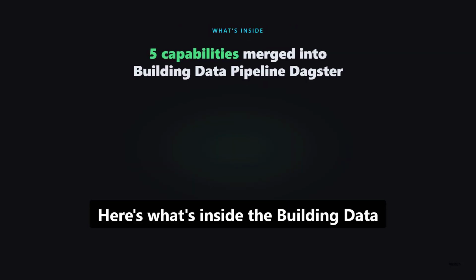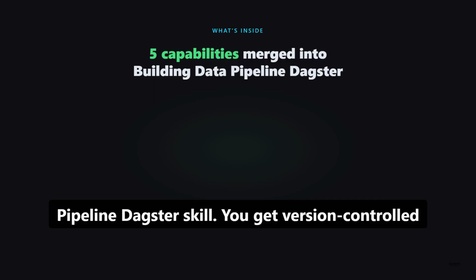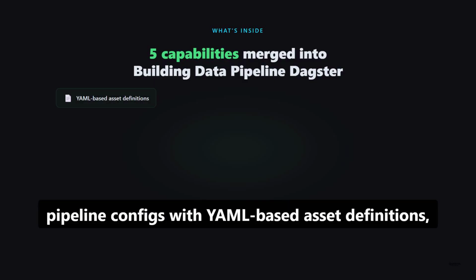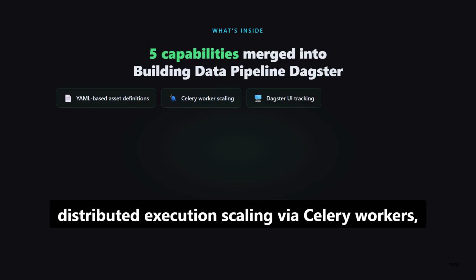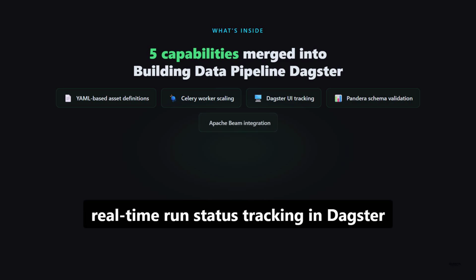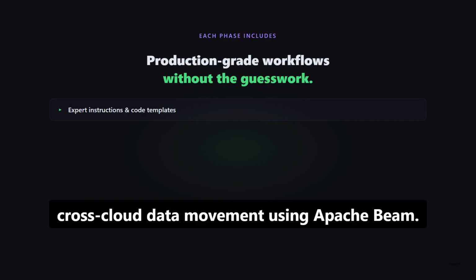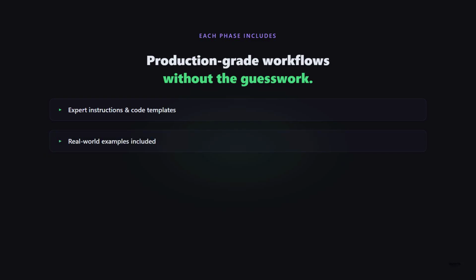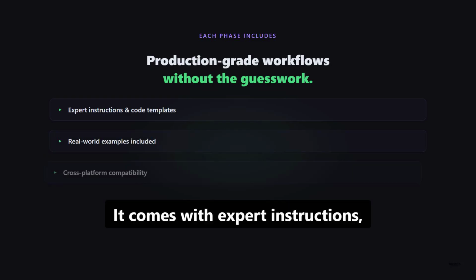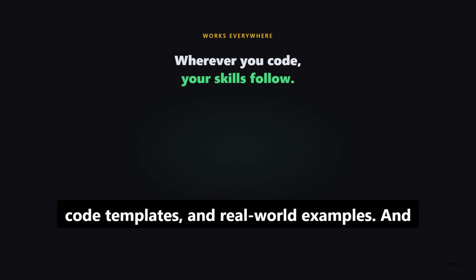Here's what's inside the Building Data Pipeline Dagster skill. You get version controlled pipeline configs with YAML based asset definitions, distributed execution scaling via celery workers, real-time run status tracking in Dagster UI, schema validation with Pandera, and cross-cloud data movement using Apache Beam. It comes with expert instructions, code templates, and real-world examples.